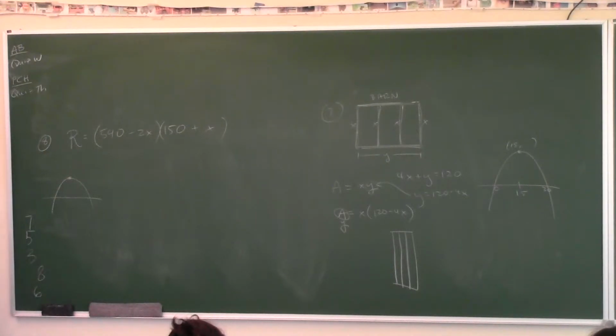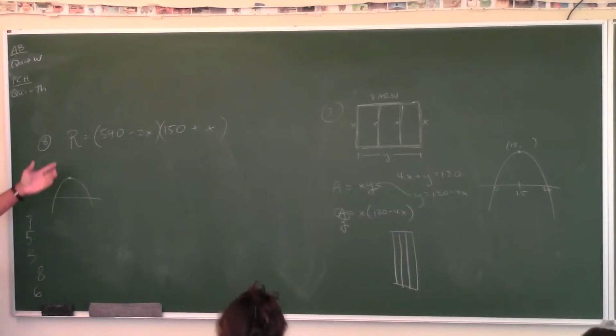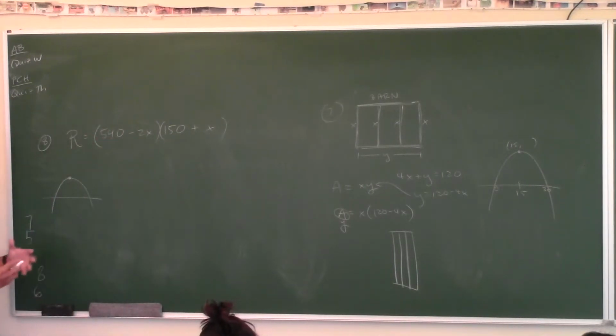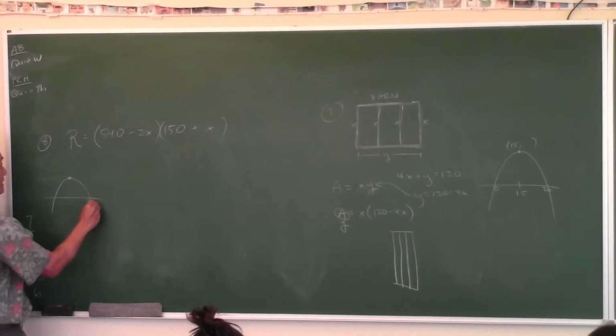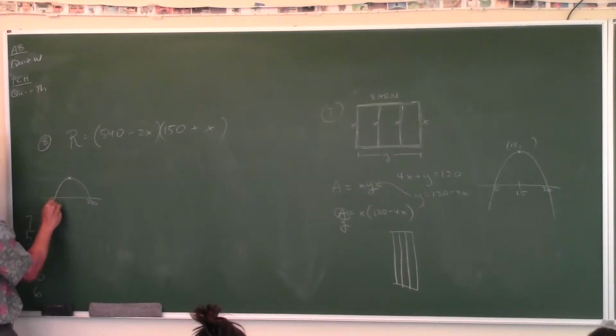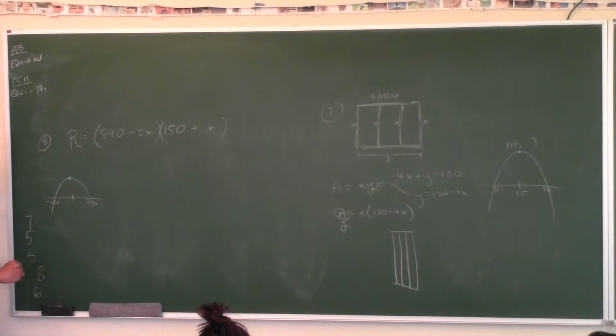So what's the fastest way? Multiply it out, complete the square? Put it in vertex form? Multiply it out, negative b over 2a? Don't be ridiculous, look, it's in factored form. Go with the x-intercepts. What are the x-intercepts? 270 and negative 150, so halfway in between is the vertex. What's halfway in between? Take the average.